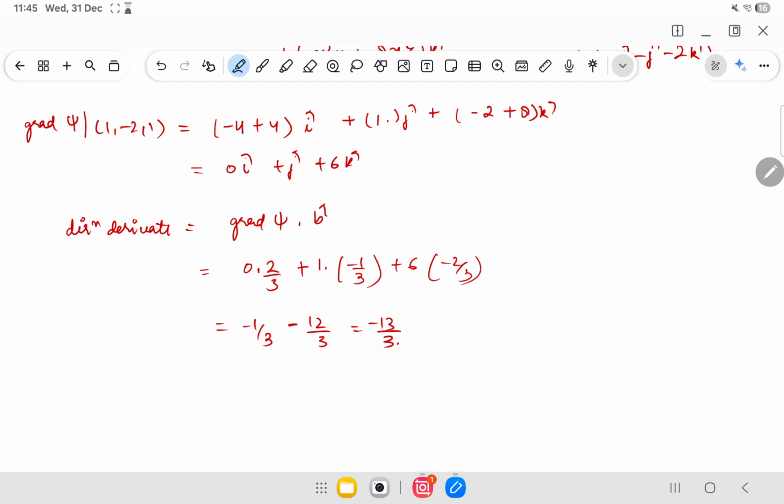So this basically completes our questions on gradient and directional derivative. Tomorrow we'll see questions for divergence.